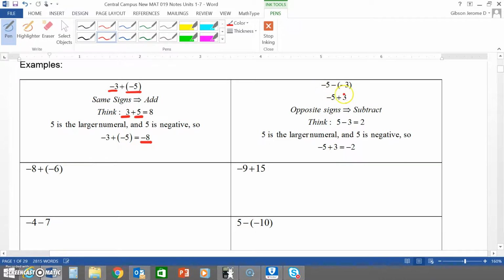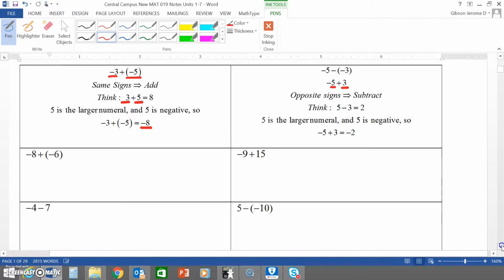And now, when we have a situation where they have opposite signs, we know minus and a parenthesis of negative will give us a positive. So we have a -5 and we have a +3. We would do regular subtraction. We just make this 5 minus 3, which is 2. But we will look at these two digits here, and we notice that without the signs, 5 is larger than 3, and since 5 has a negative sign, your final answer will have a negative sign.